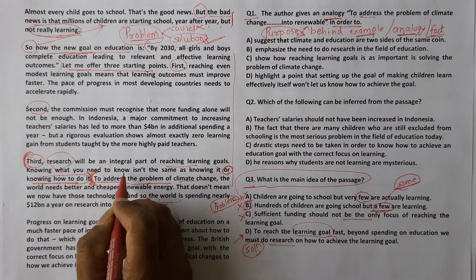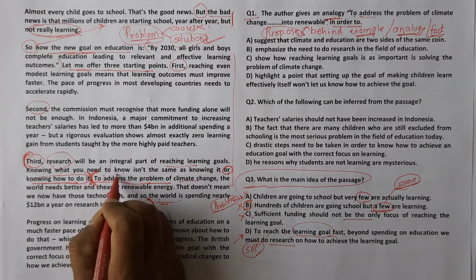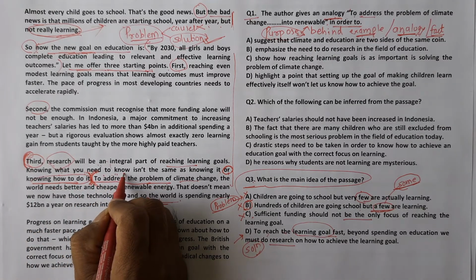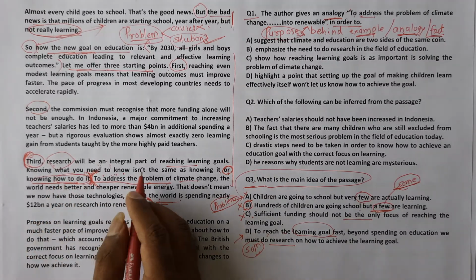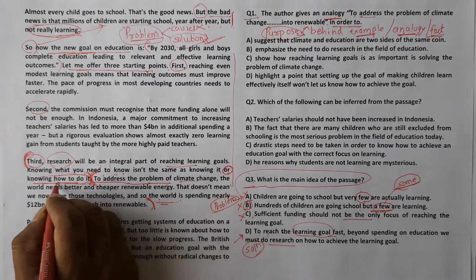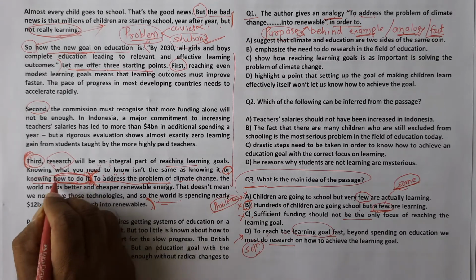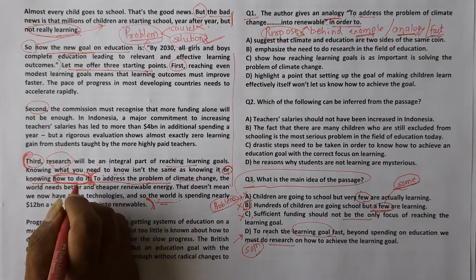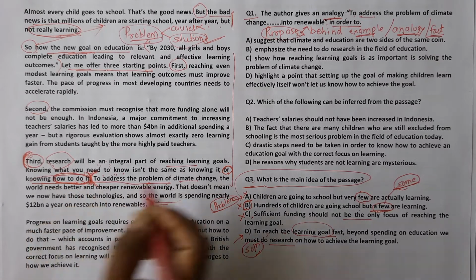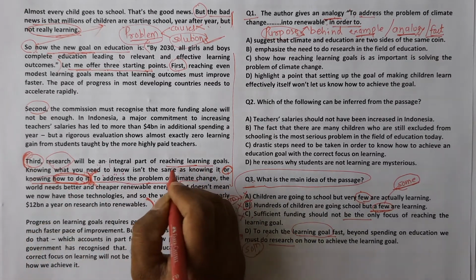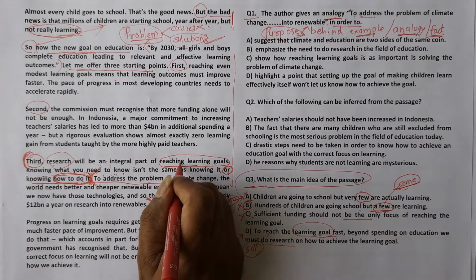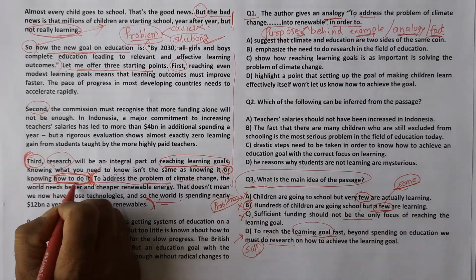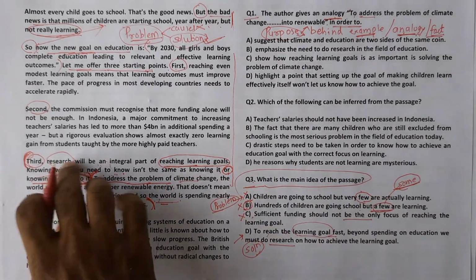Knowing what you need to know isn't the same as knowing how to do it. So you know something, but that does not mean that you know how to do it. So knowing how to do is very important. So this is written in the context of reaching learning goals. So आपको ये पता है कि learning goals तक आपको जाना है, लेकिन इसका मतलब ये नहीं कि आपको ये पता है वहां तक कैसे जाना है. That is what is the point here.